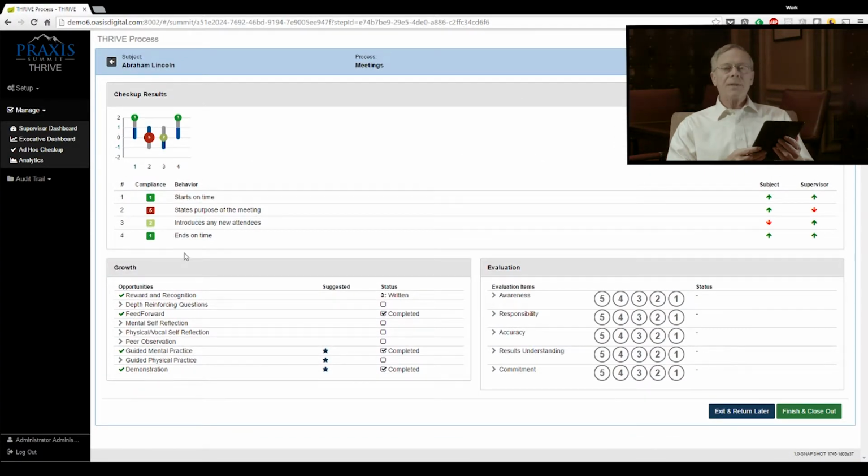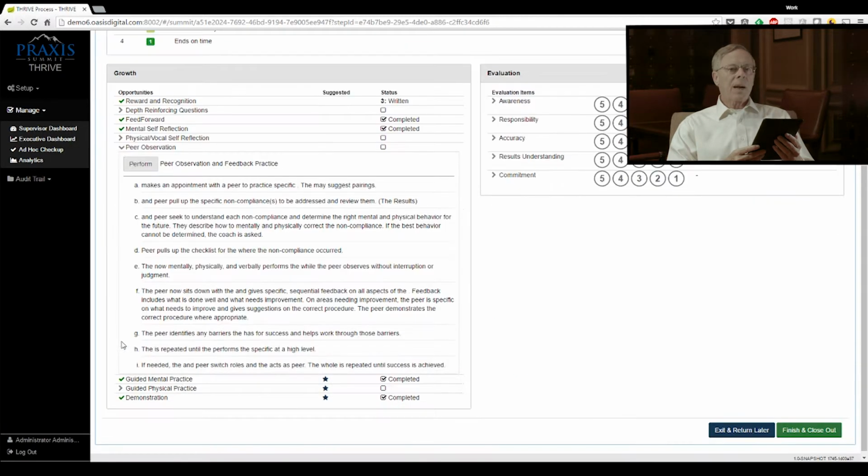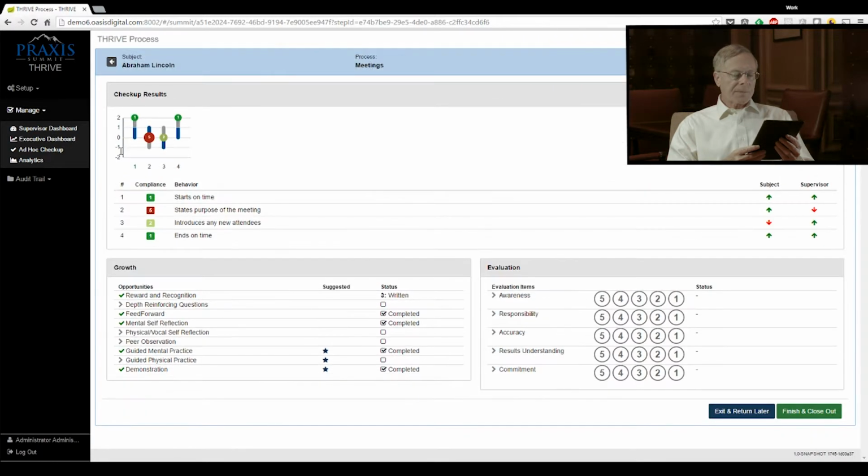Behind each of these, there's guidance. So the software guides the supervisor in terms of what to do. It guides them in terms of what questions to ask, follow-up questions for each of these processes. It even includes a peer observation process where employees can work together, observing each other and evaluating each other.